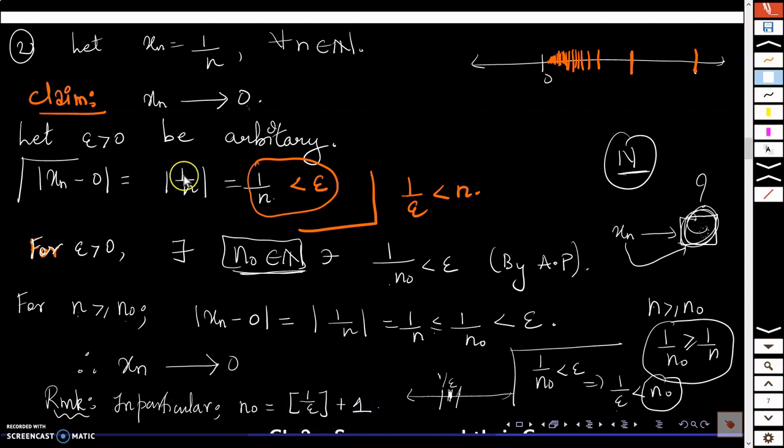So to be precise, if you give me epsilon is equal to 10, what will be the natural number that you will get? That will be the integral part of 1 by 10, that is 0.1 you can say, and the integral part of that will be 0, and to that you add 1, so that is 1. So if you take epsilon is equal to 10, then natural number 1 will be enough for me. Okay, I hope it is clear.